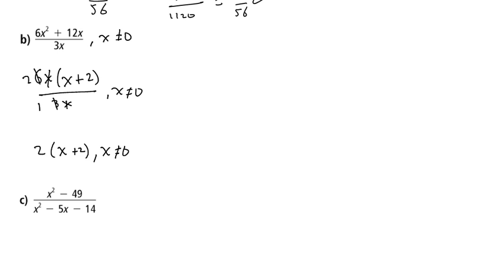And again, let's do a quick check. If I throw in x equals 1, in the original, I get 18 over 3, which is 6. And on our new one, I get 2 times 3, which is also 6. So for x equals 1 at least, these two expressions are equal. And that's a pretty good check to see whether or not they're equivalent.